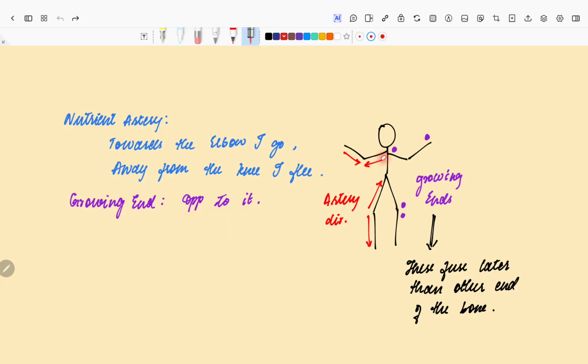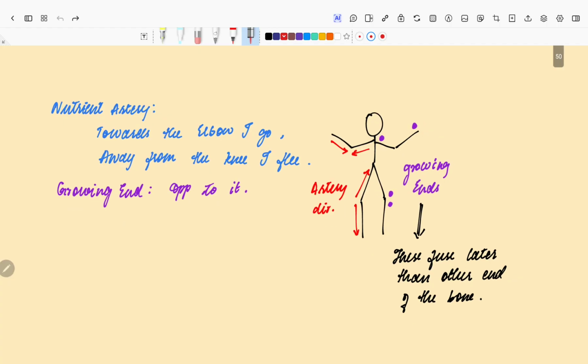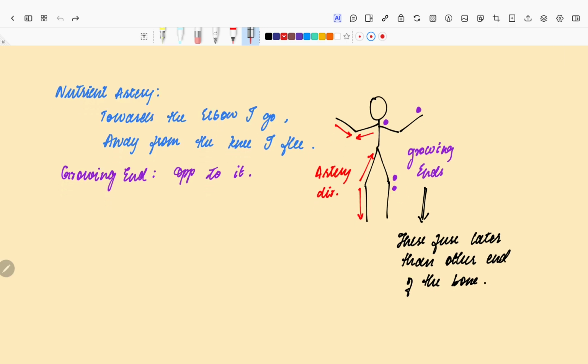So if this is the direction of the nutrient artery here, that means this will be the growing end for this bone. We see here for the humerus, this upper end is the growing end, and for the radius and ulna, the lower end is the growing end. If the direction of the nutrient artery is like this, then this is the growing end. So why do we need to know this?